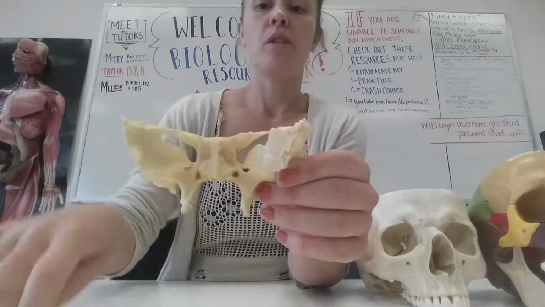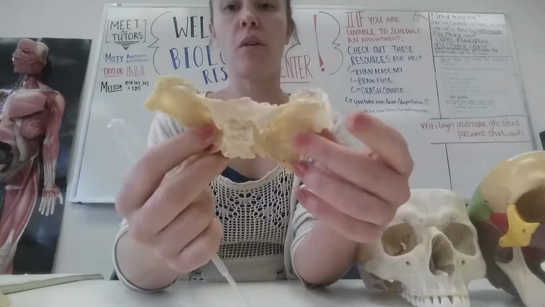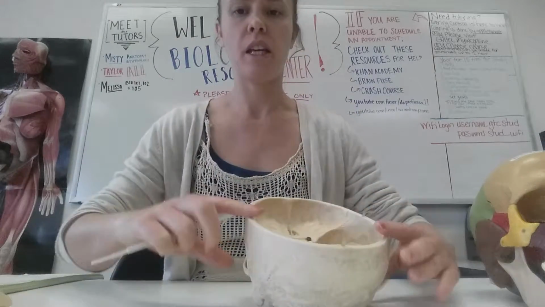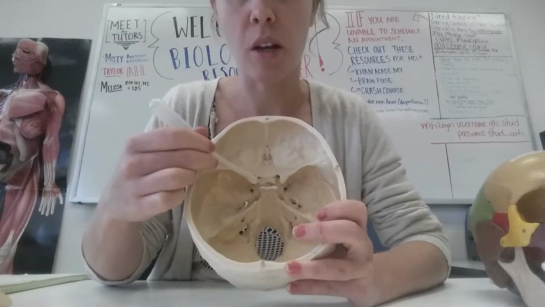You have the body, which is the central structure, and then if you go to the inside of the sphenoid bone, you have the sella turcica. Sella turcica. So if we look inside our skull, right here would be the sphenoid bone, and then we have the sella turcica right there.